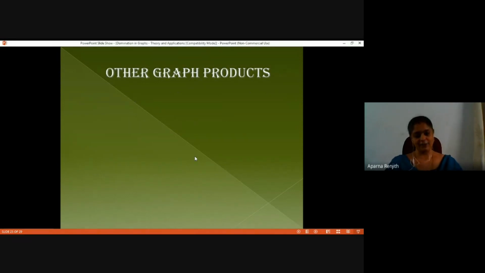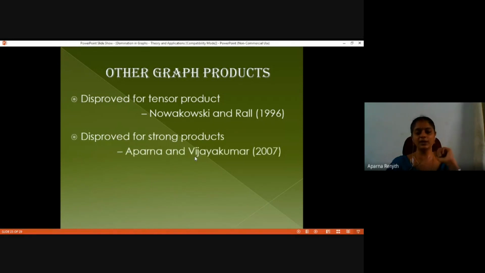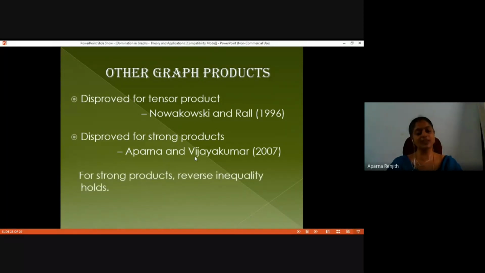And what about other graph products? Vizing's conjecture is related to the Cartesian product. Does a similar inequality hold for other graph products? That was also an interesting question and has been settled for certain classes of graphs. Rall and Nowakowski in 1996 disproved it for tensor products. That is, the Vizing's type inequality does not hold for tensor products. And myself and my guide, Professor Rampat Vijayakumar, in 2007 proved that such an inequality will not hold for the strong product. That is disproved for the strong product. In fact, in the case of the strong product, the reverse inequality holds.